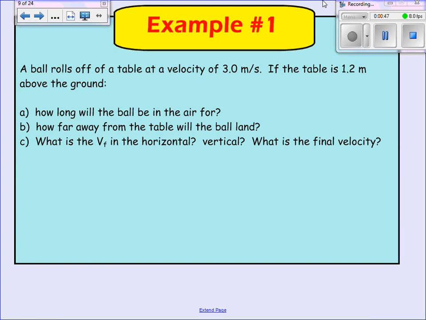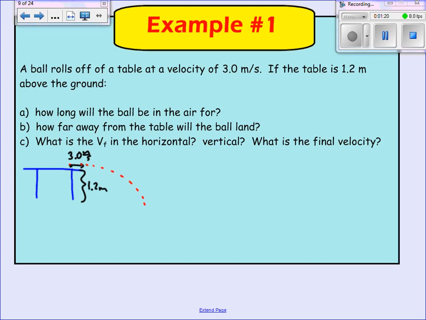The first thing you want to do before you do any of these problems is draw a picture. You want to get a good picture to work off of. So I'm going to have my table right here, and I'm going to draw my ball on top of the table, okay, and the ball is moving at 3 meters per second, and I know the table is 1.2 meters off the ground, and then once the ball goes off the table, it's going to follow this sort of pathway right here.